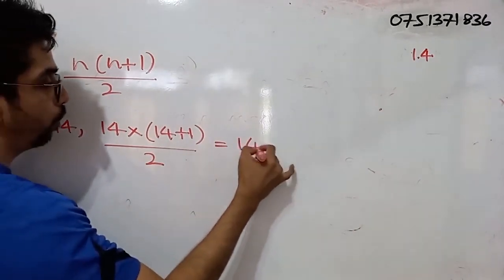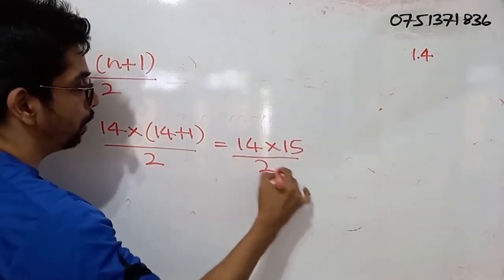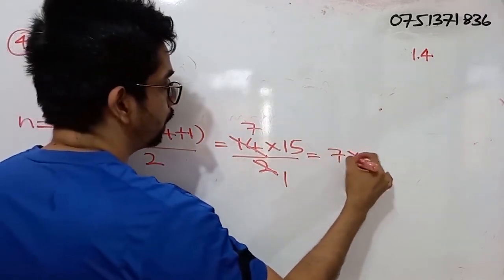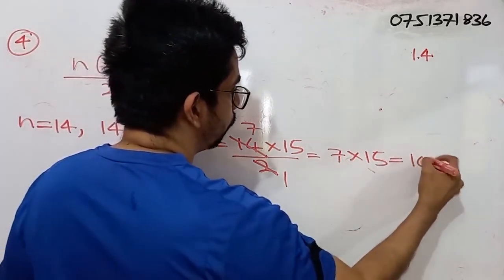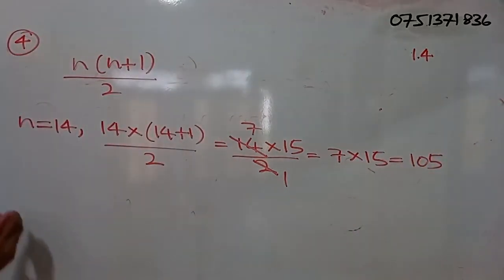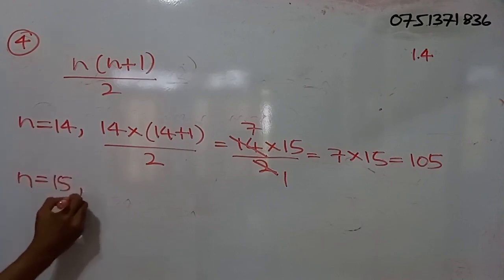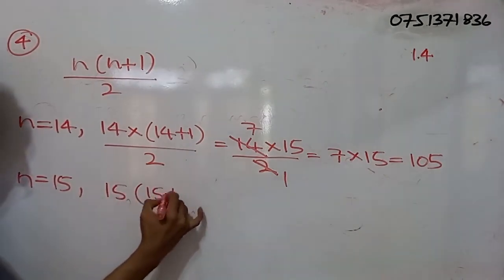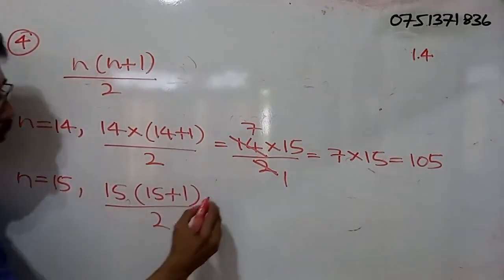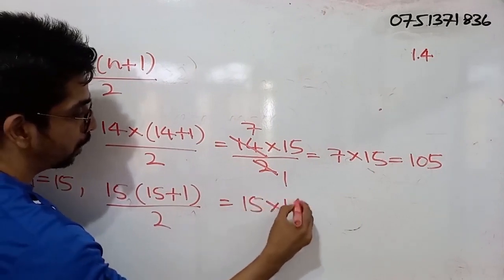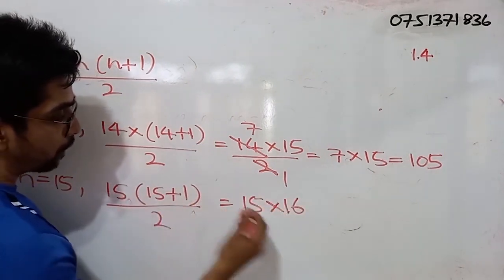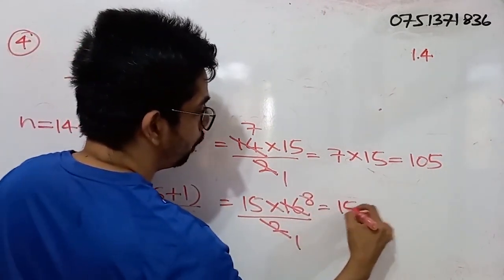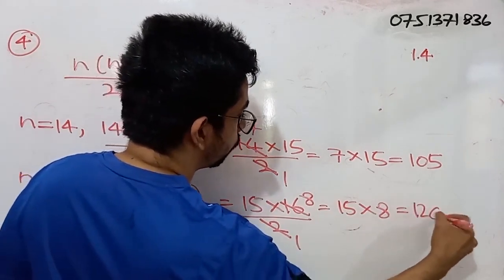Right? So 14 into 15, the whole thing divided by 2. 2 times 1 and 2 times 7, right? So 7 times 15, that is what? 105. Okay, so the next thing, n equal to 15. That means this n becomes 15. So 15 plus 1, the whole thing divided by 2. So 15 times 15 plus 1, that is 16. So 2 times 1, 2 times 8. So 15 into 8, we know that is 120.